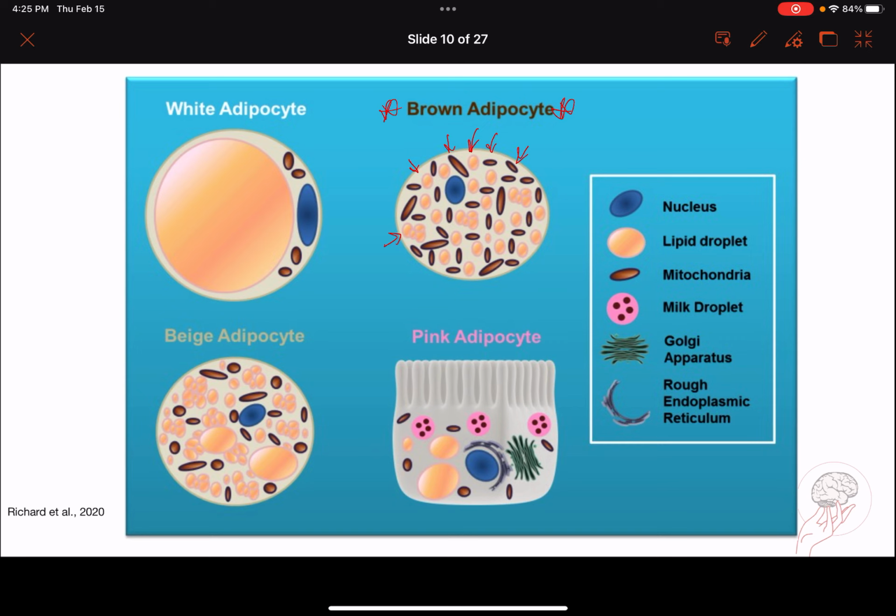So brown adipocytes have small lipid drops because this increases available surface area for the mitochondria. Also remember that in brown adipocytes, they are doing non-shivering thermogenesis.